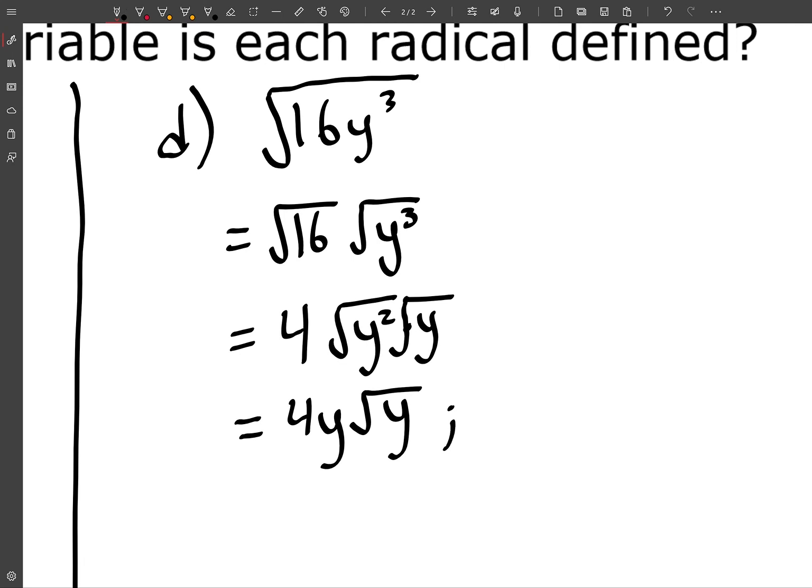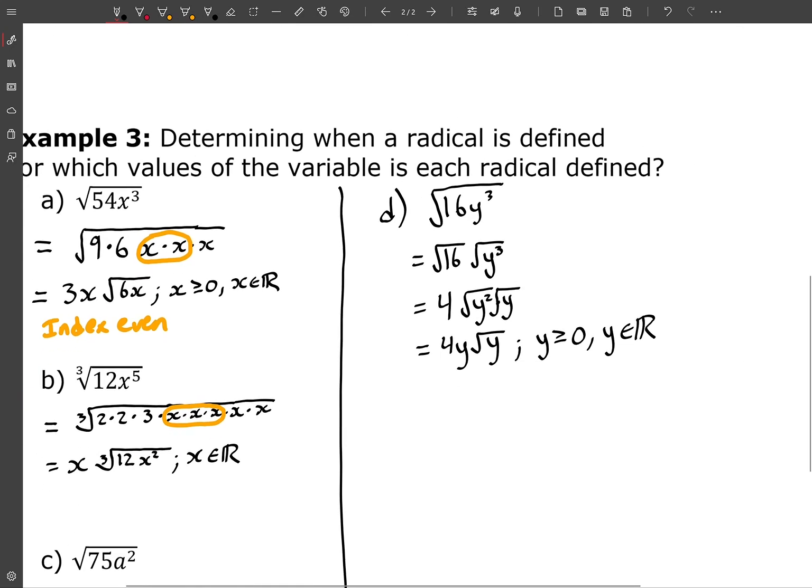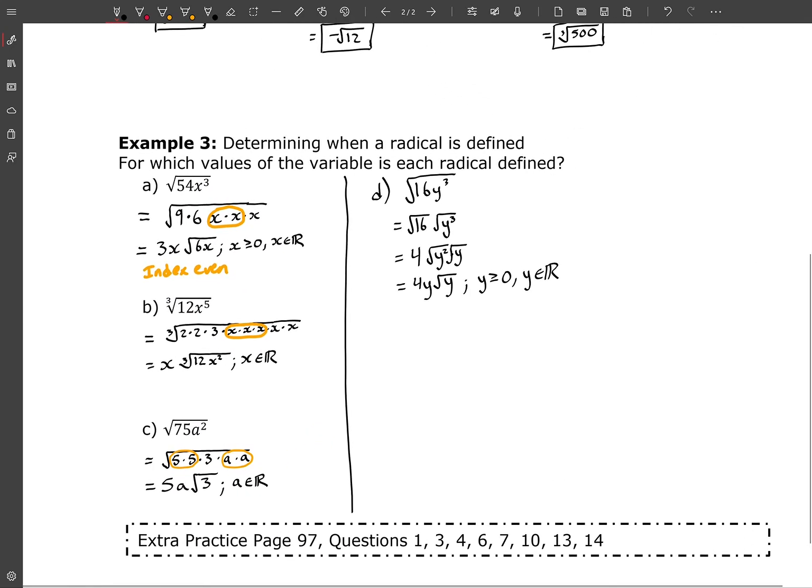And we notice we're taking the square root, meaning that y can't be negative. It's just not allowed to be negative because we can't take the square root of a negative number in the real number set. And we're not getting into the complex plane here. So we have that y must be greater than or equal to 0. And that's it. That's pretty much everything you need to know about the basics of dealing with radicals.